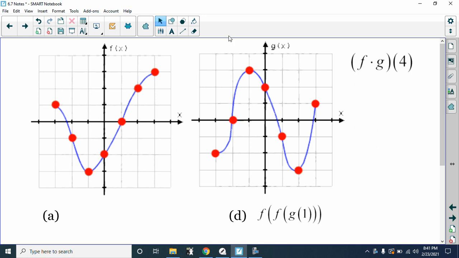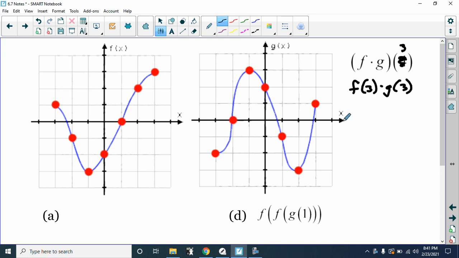So f times g of, actually, we can't do 4. 4 is not on the graph, sorry. Let's do f times g of 3. So we would do f of 3 times g of 3. F of 3 means when x is 3, what is f of x equal to? The y value on f of x at x equals 3 is 3. G of 3, when x is 3, g of x is 1. So you do 3 times 1 is 3, easy enough.